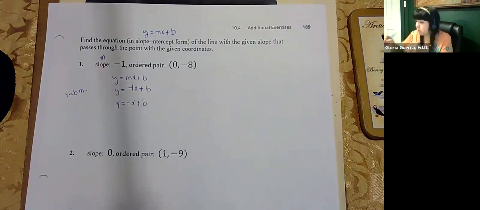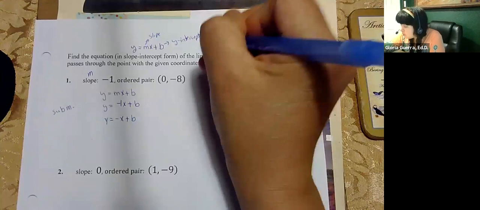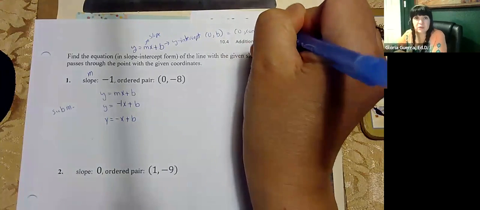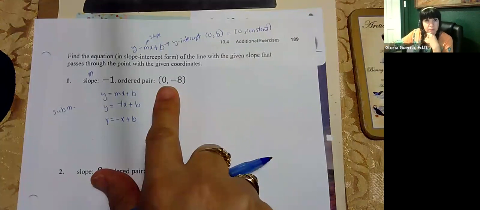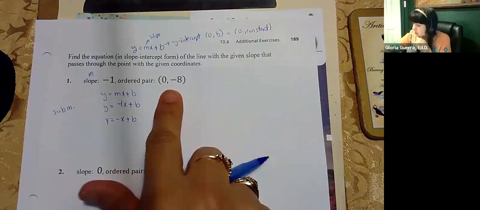b is, remember what b is. Remember m is your slope. Remember b is your y-intercept. Remember that has the format 0, b, right? 0, constant, right? So for us, look at that. Is that the y-intercept? Yeah, you want to recognize that.